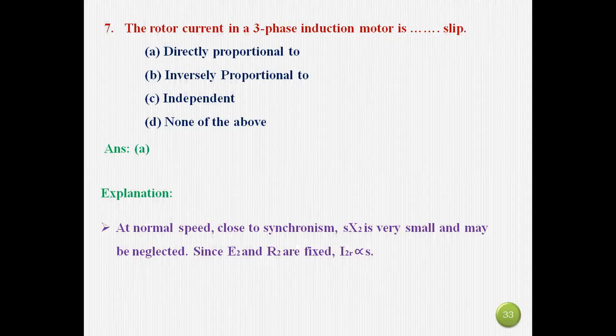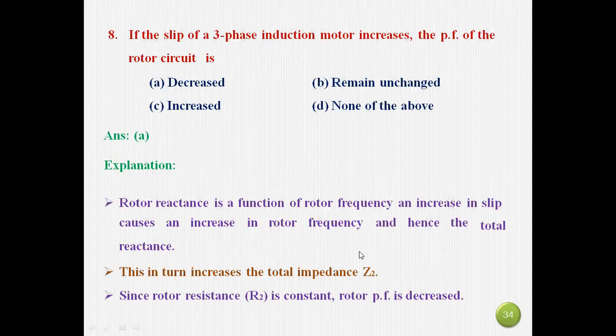So we have seen the equations. How will you get it? We get the rotor current at normal speed. We can take s into X2, slip into reactance, which is very small, and we can neglect that. So here we can directly take E2, and R2 will have a constant value, so we can take that as fixed. So directly you can say the rotor current is directly proportional to the slip. I is directly proportional to s.